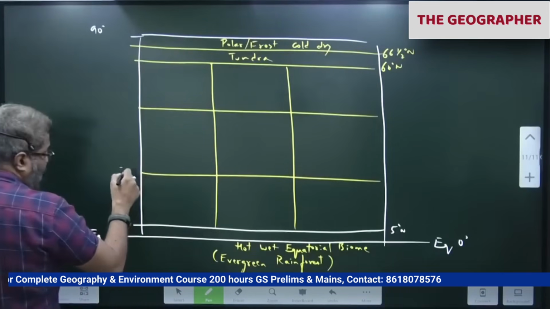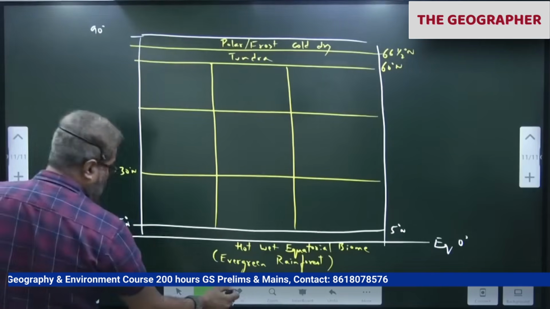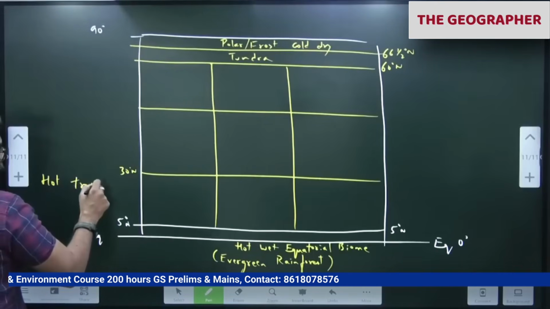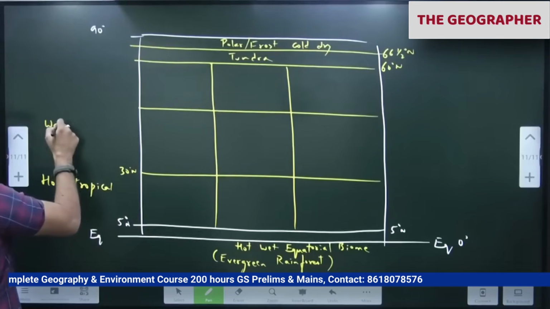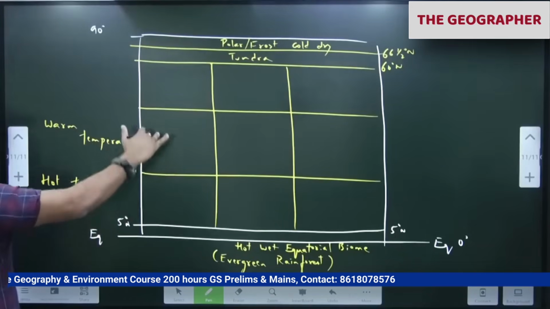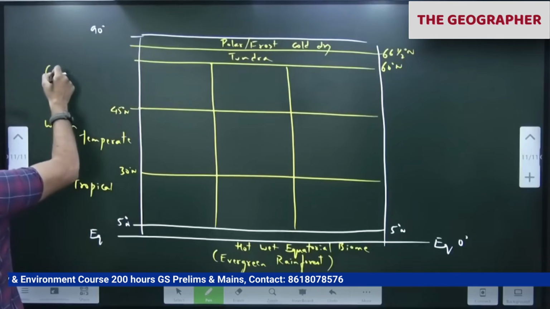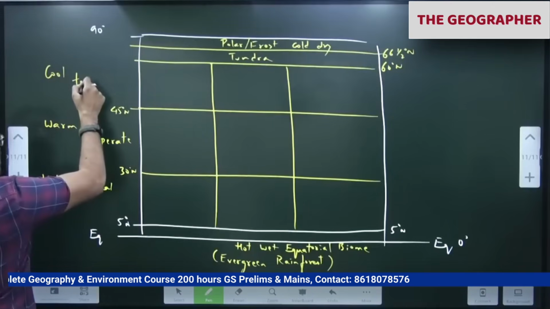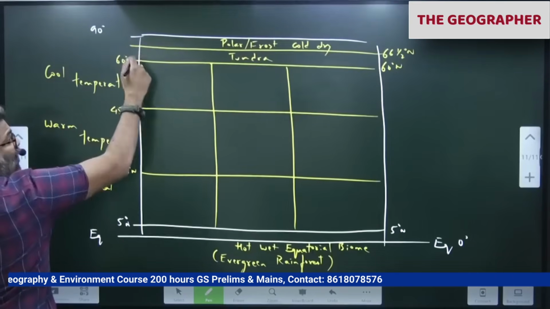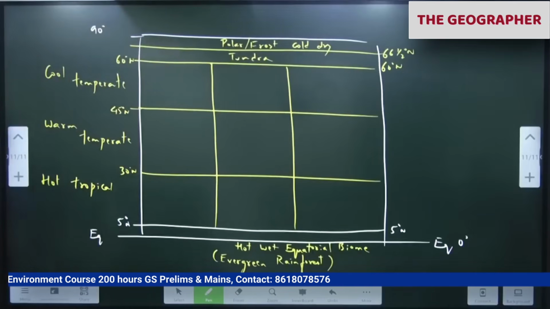This is up to 30 degrees. Warm tropical or hot tropical. I'll use the word hot tropical, because these are very hot. These are warm temperate. Why warm? Because close to the tropics. Up to 45 degrees. These are above 45 degrees. Cool temperate. Close to the poles, as you go closer, above 60 degrees north, what happens? It gets colder. So as a result, we have identified the tundra and frost.